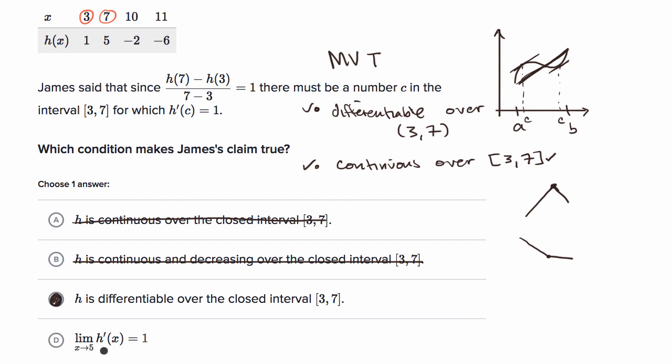Now this last choice, it says the limit as x approaches 5 of h prime of x is equal to 1. So they're saying the limit of our derivative as we approach 5 is equal to 1. Now that we don't know for sure. This limit might be true, but that still does not necessarily imply that h prime of 5 is equal to 1. We still don't know that. And 5 is in this interval, but we still don't know just from this statement alone that there's definitely some c in the interval whose derivative is the same as the average rate of change over the interval. So I would rule this one out as well.